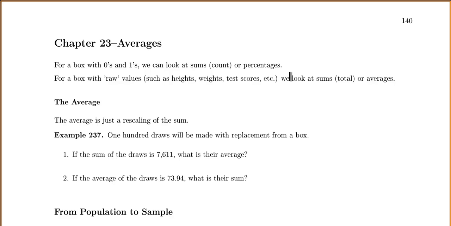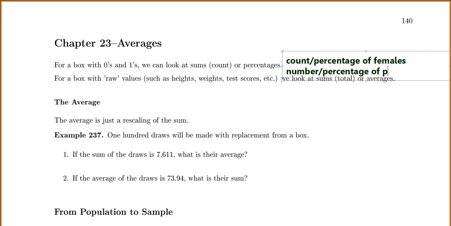Chapter 23 is about averages. So for a box with zeros and ones, we can look at our sums to look at the count, or we can do percentages. Those are useful for things like the count or percentage of, say, females that use shoe, or the number or percentage of Democrats in Utah or something like that. So those would be numbers, things where we look at the counts or percentages.